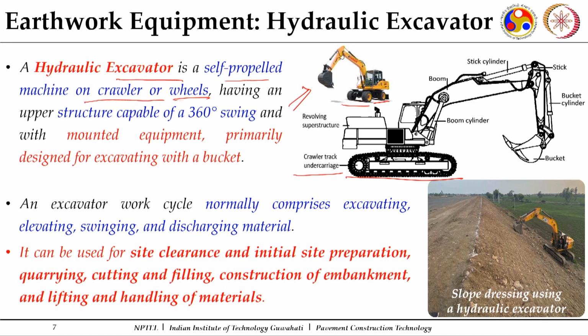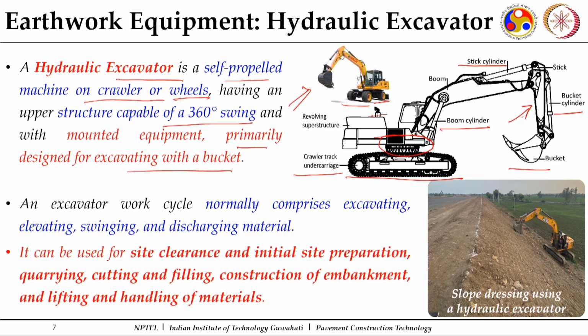It is capable of 360 swing. You can see here it can go for a swing of 360 degrees. This is the wonderful part of this machine. So it can work in all directions standing at one place. It is primarily designed for excavating, and it has a bucket. This bucket can be lowered and raised with the help of the bucket cylinder, this stick can be lowered and raised using the stick cylinder, and this entire boom can be raised to a great height with the use of these boom cylinders.